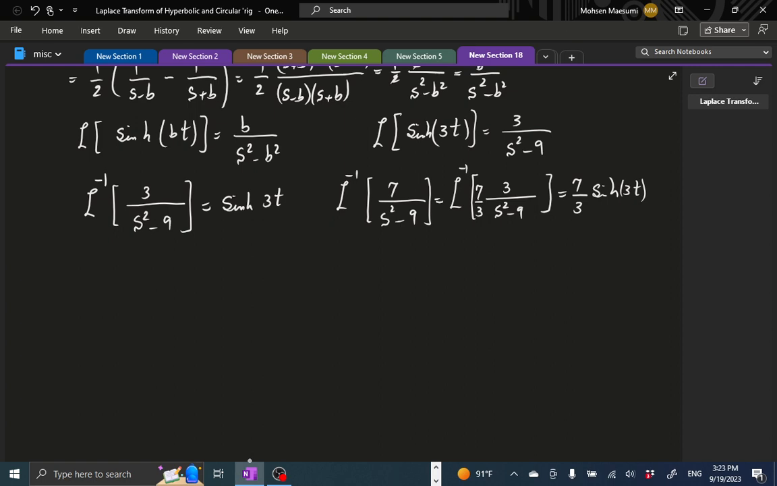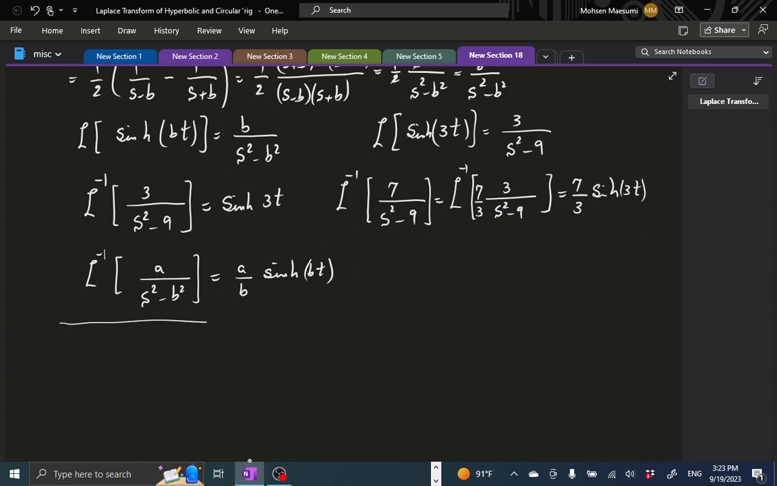If you want to make a more general formula for that, if you have the inverse Laplace transform of a over s squared minus b squared, I do the same thing. I multiply and divide by b here, and I'll get a over b of sine hyperbolic of bt.